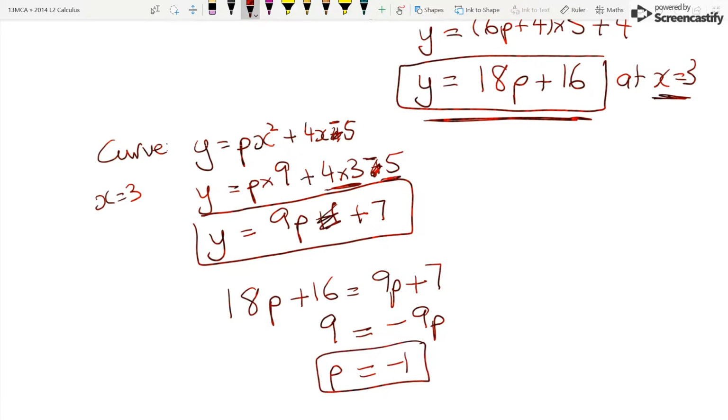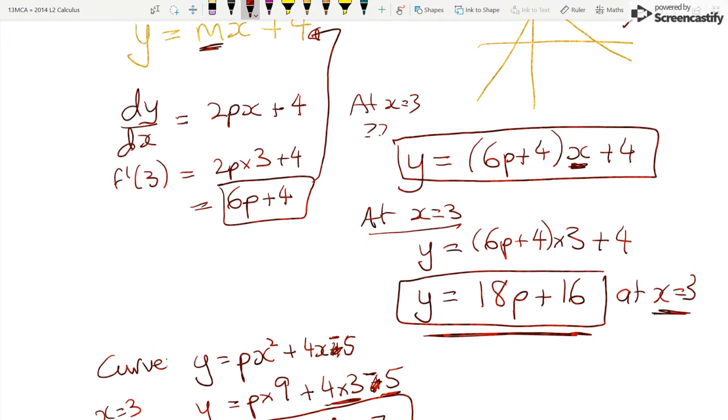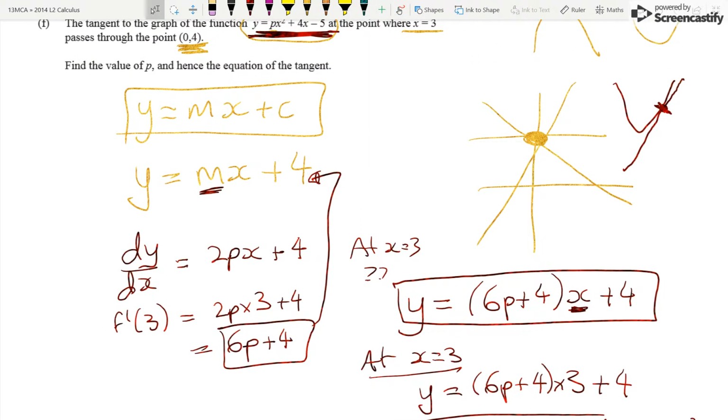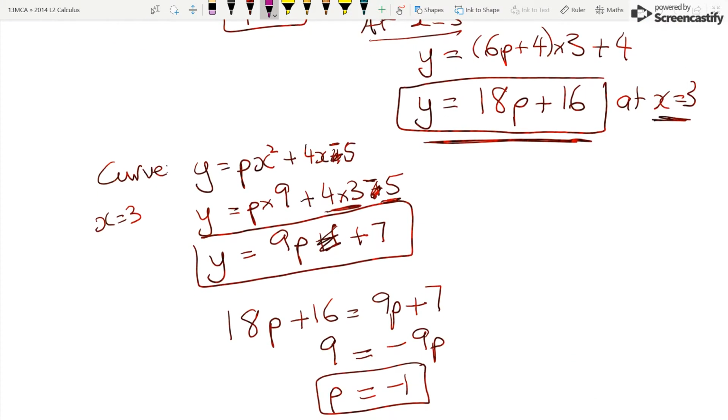Now we can take that. That's the first thing we had to do. The second thing we had to do was find the equation of the tangent to the curve. But we've already done a whole lot of work on that. So if you go back up the page, this was the equation of the tangent, right? And we know what p is now. So we're going to substitute in p is equal to negative 1 in here. So we're substituting in for this now.